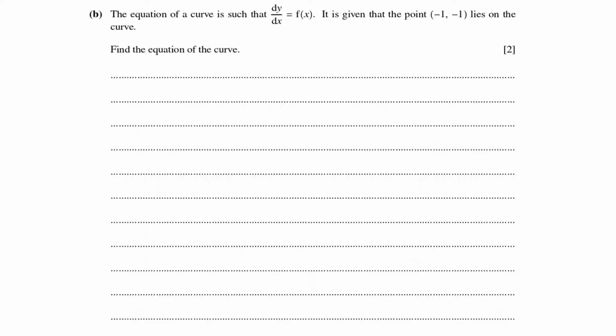The equation of a curve is such that dy by dx is equal to f of x. It is given that the point (-1, -1) lies on the curve. Find the equation of the curve.